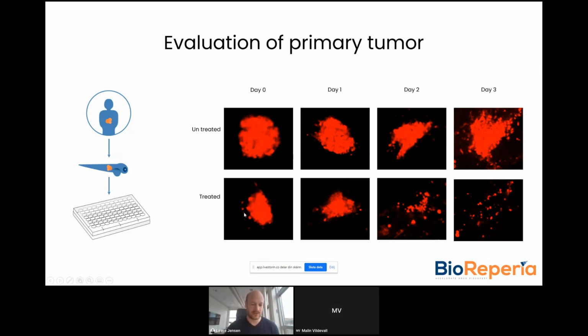What you do see, however, is if an efficacious drug is added to the water or injected into the fish, you can see how it kills the tumor cells. In this case, the drug will only kill the tumor cells. It will not inhibit the local invasion, as you can appreciate from this image at day 3. So this is the type of results that come from the ZTX analysis when it comes to the primary tumor.